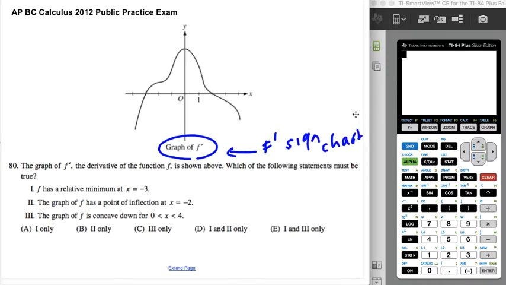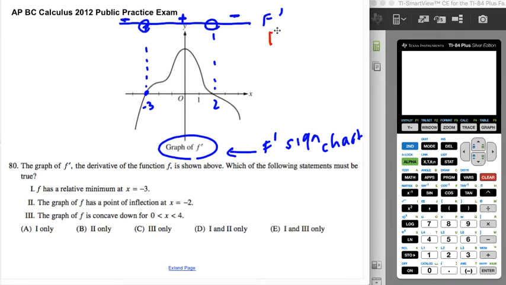So here's what I know. I know here, so this is -3, right? And this is at 2. Okay, I know that f prime is 0 at -3 and 2. I can see that f prime is below the axis before -3, so negative, then above the axis between the two, and then negative again.